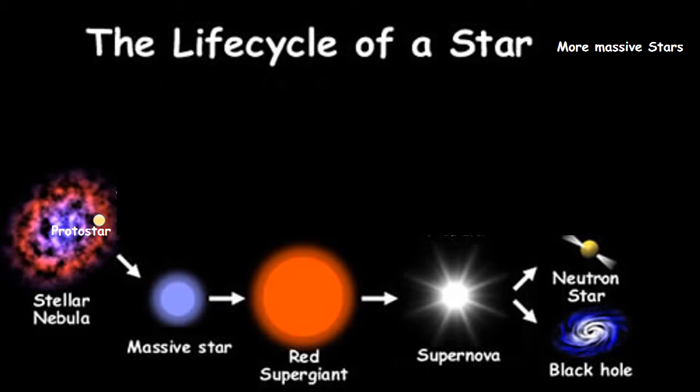But then it can collapse in on itself and explode, forming a supernova. And then depending on how big it was, it can leave a neutron star behind. The diagram that we've got there is representing a pulsar. We've got a beam of electromagnetic radiation coming out as it spins. Or a black hole.